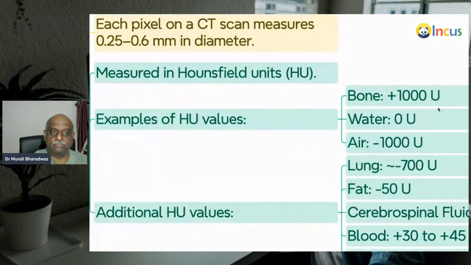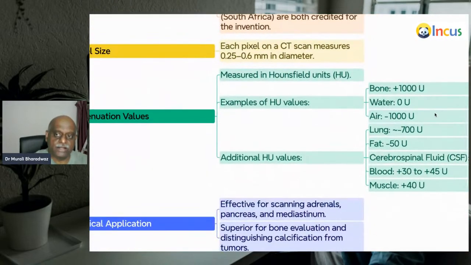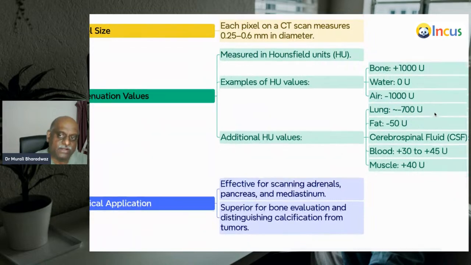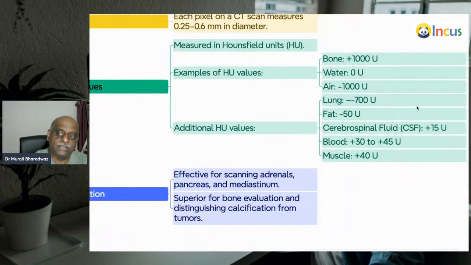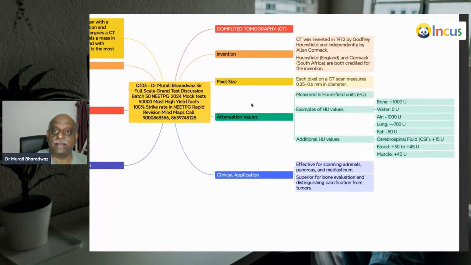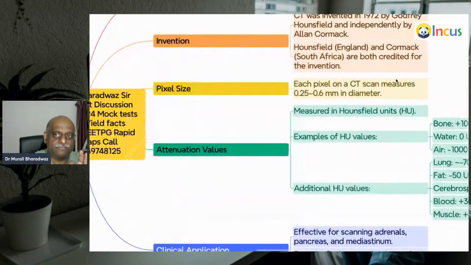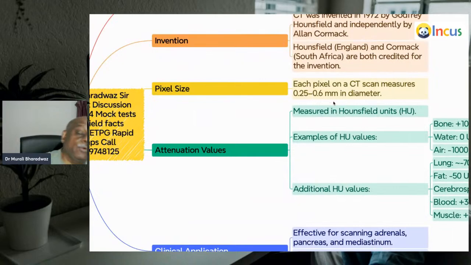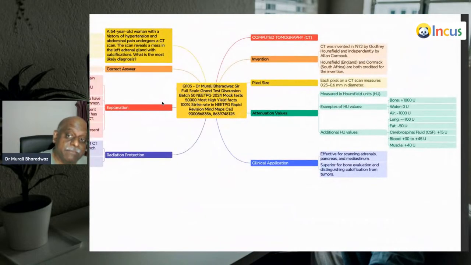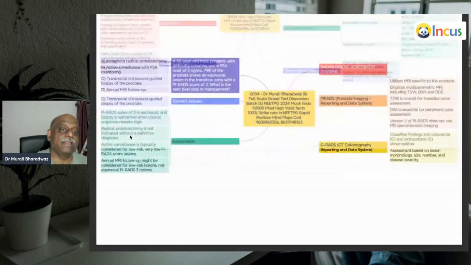Bone is plus 1,000 HU. Water is 0. Air is minus 1,000. Lungs minus 700. Fat minus 50. CSF 15, blood 30 to 45, muscle is 40. Oh my God, you need to remember. Each pixel of a CT scan measures 0.25 to 0.6 mm in diameter, is what you should remember.